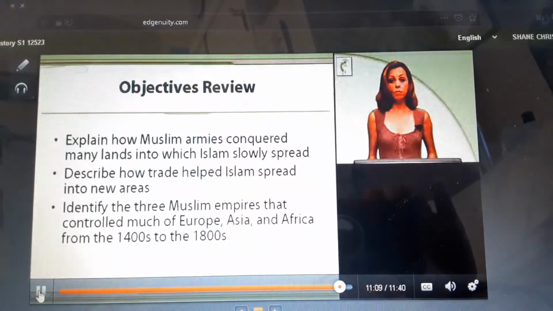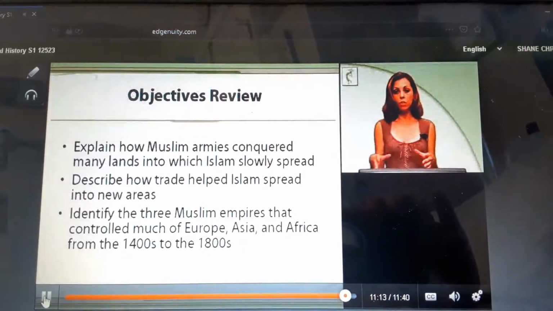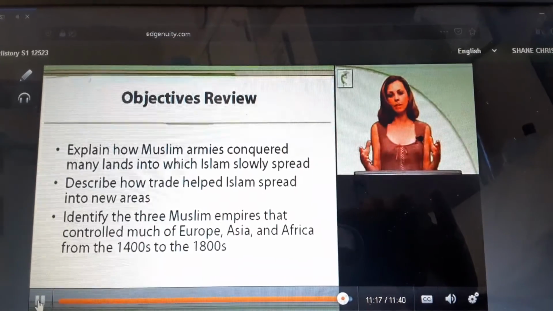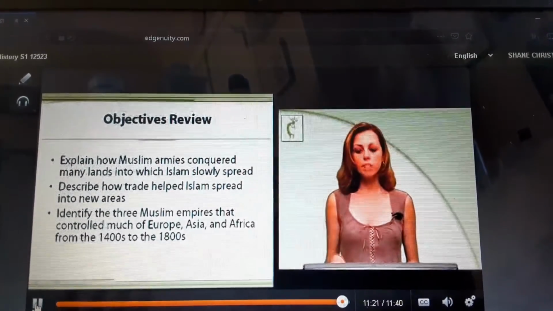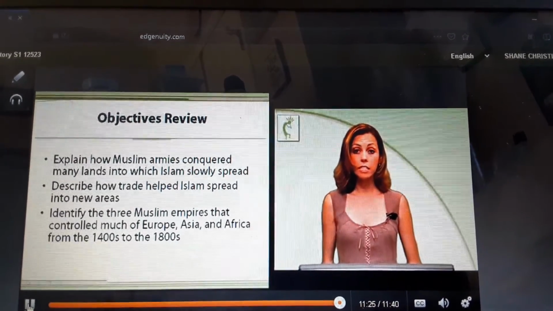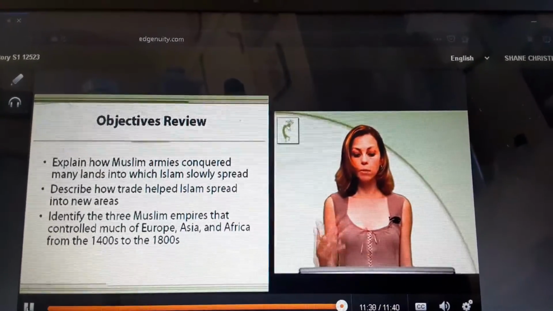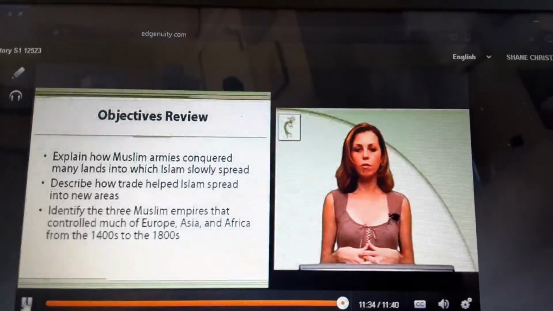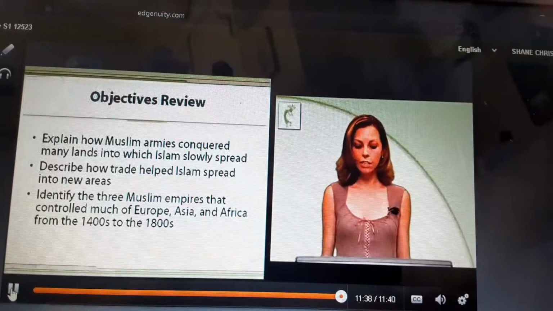And then of course we looked at how Islam separated into Shiites and Sunni. So remember, the Shiites thought that only Muhammad's descendants could be caliphs, or kind of like priests or head leaders. And the Sunni believed that was not true. So that was a major split, and that still exists today in the Islamic religion. But the Islamic religion, we see, had a huge influence over so much of the world during the 1400s to 1800s.